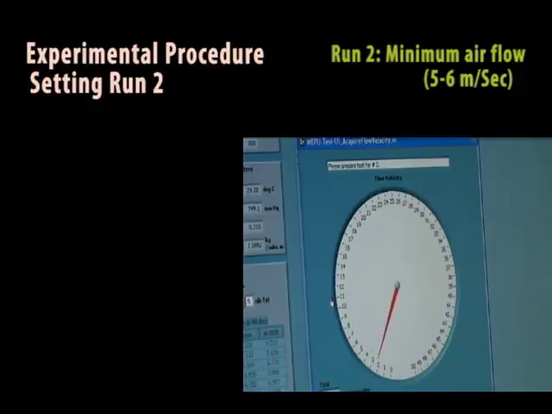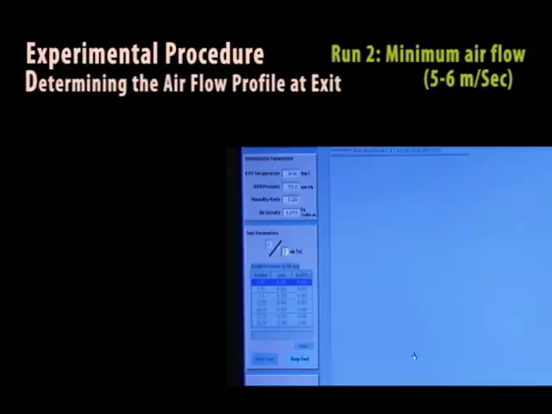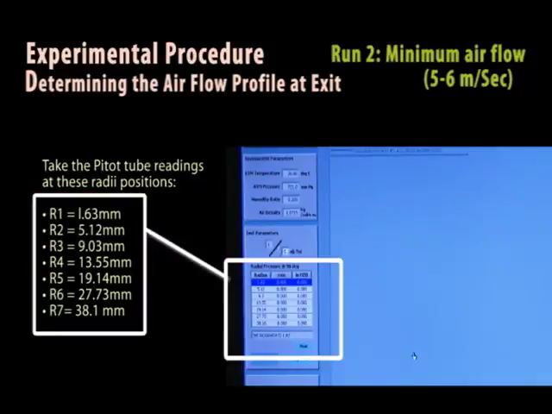To set the second run, close the gate valve gradually to obtain a reasonable minimum air flow velocity, 5 to 6 meters per second. To perform Run 2, follow the same procedure of Run 1 to obtain the pressure profiles across the 4 obstruction devices and the pressure readings at the exit.